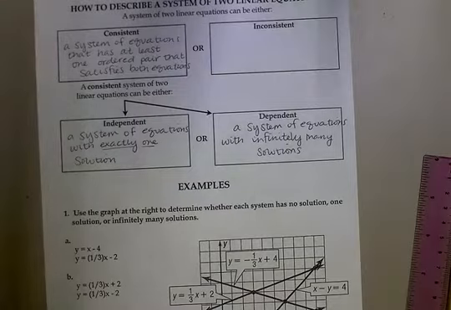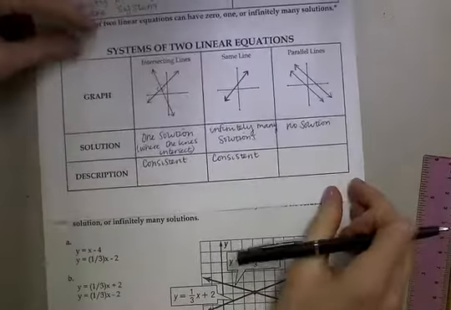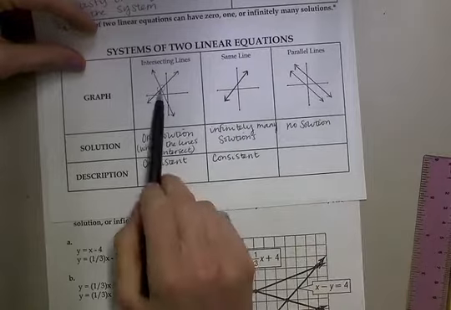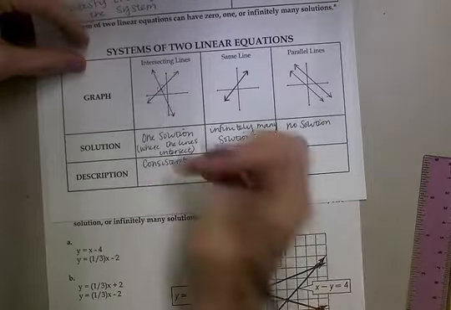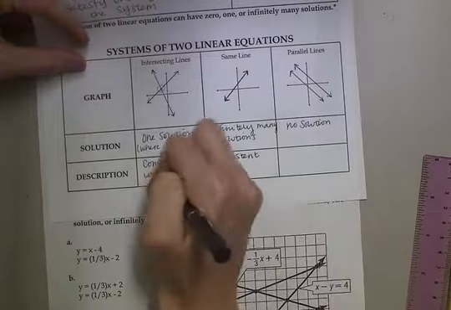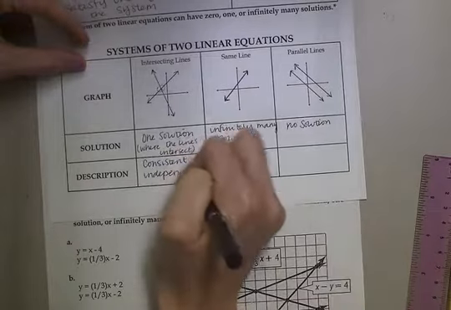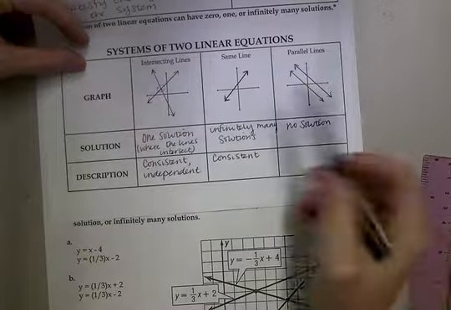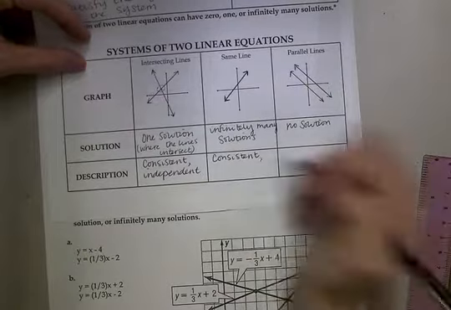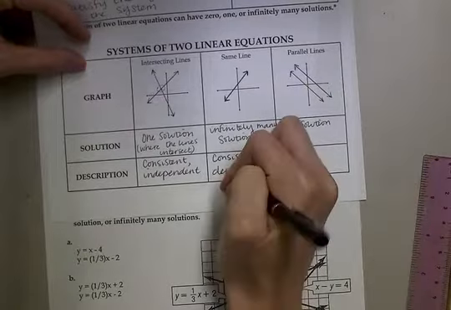So let's look back at those three cases that we can have in a system of two linear equations. In our case of intersecting lines, there is exactly one solution, and that's just our definition of independence. So this system is consistent and independent. In the case of the same line, we have infinitely many solutions, so it is consistent and dependent.